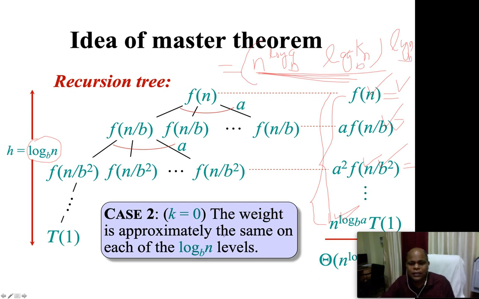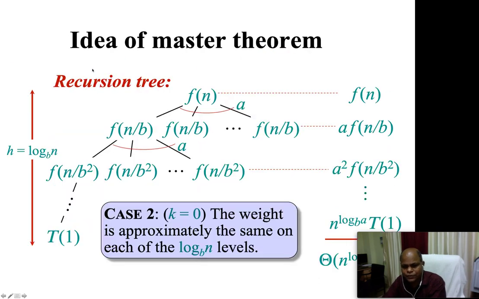The total complexity Tn will be this times log to the power k plus 1 of n base b. So the time complexity Tn will be equal to theta of n to the power log a base b times log n base b to the power k plus 1.